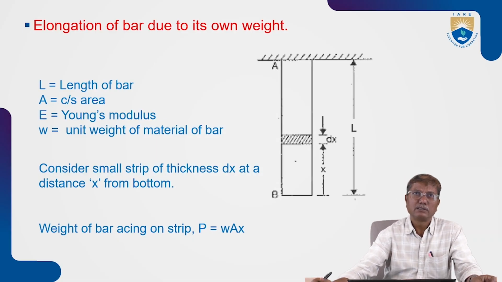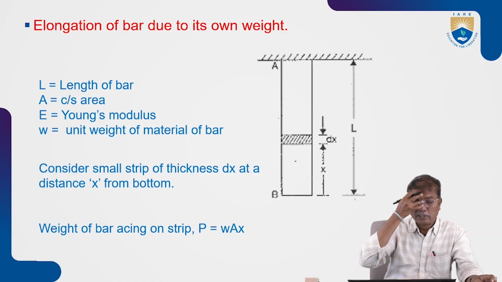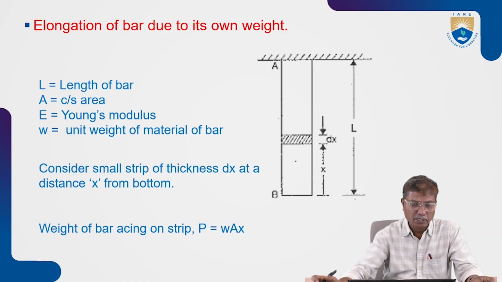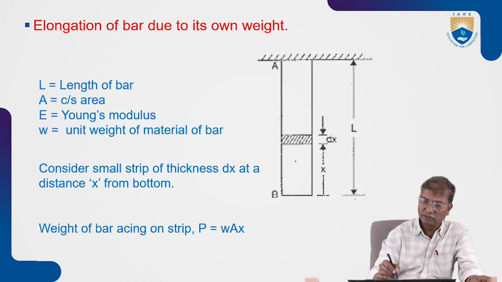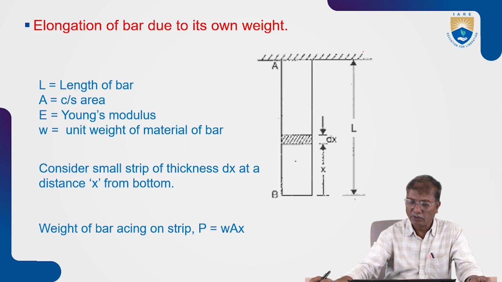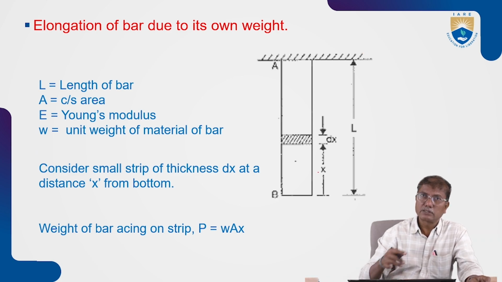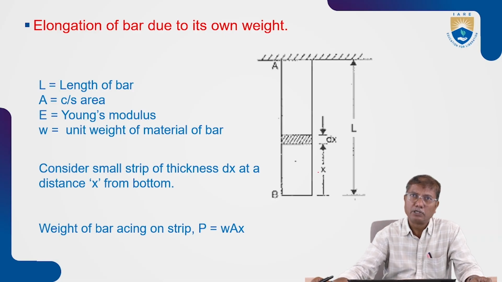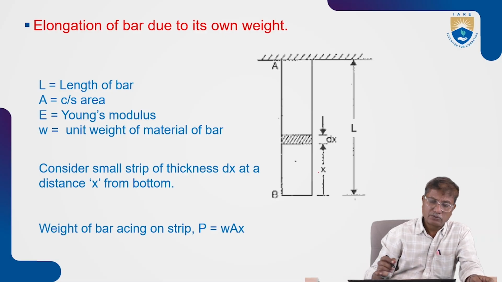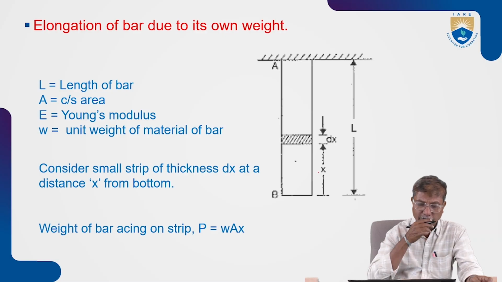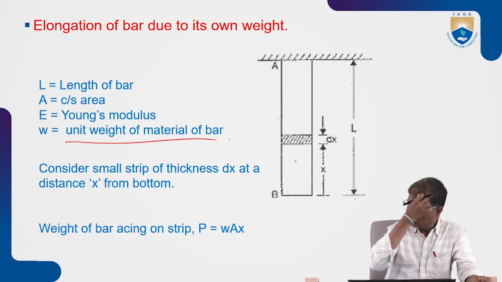Now consider third example here. Actually, this is a derivation. Elongation of bar due to its own weight. So, if a bar of length L and cross-sectional area A is hanging from a support, as shown here, due to its own weight, in case of heavy bars, it will have considerable length and there will be slight increase in length due to its own weight. Okay, how to find that increase in length here, change in length due to own weight?